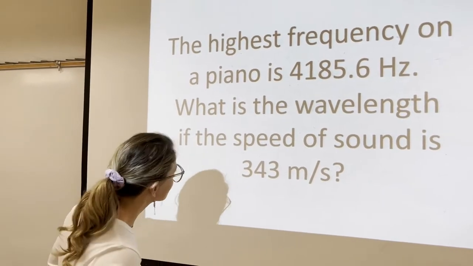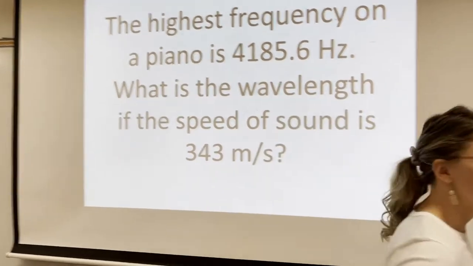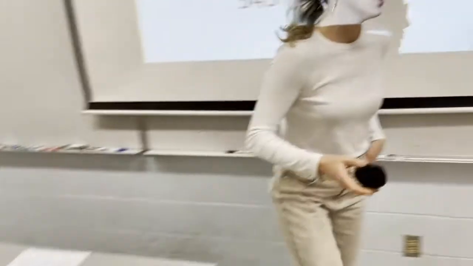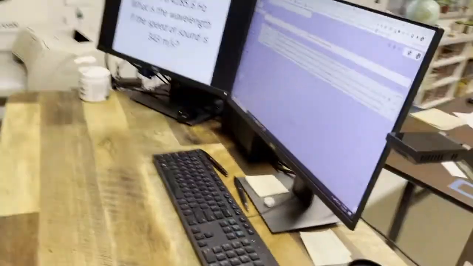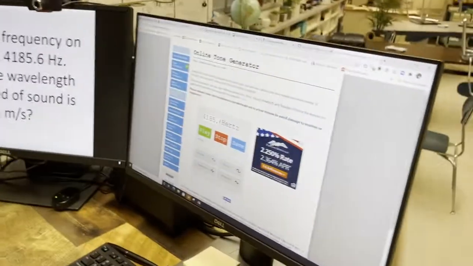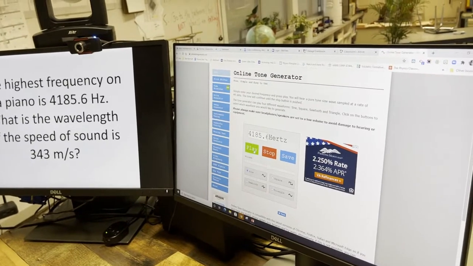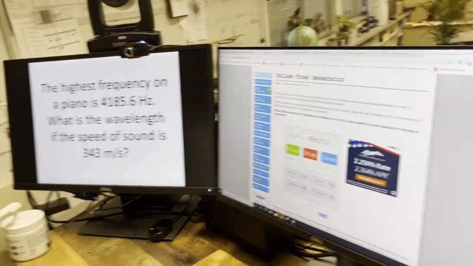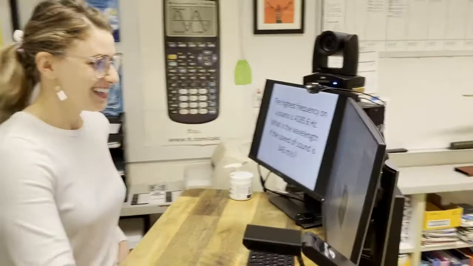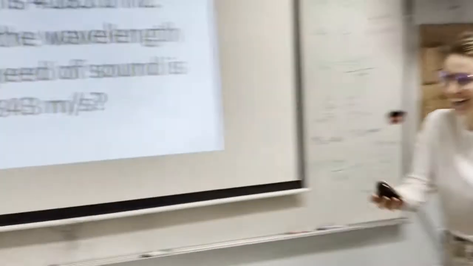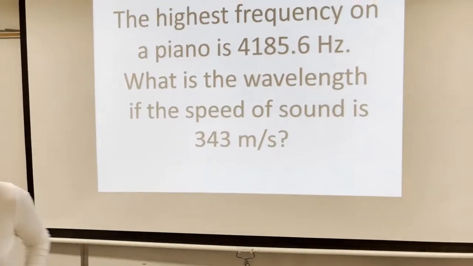The highest frequency on a piano is 4,185.6 hertz. What does that sound like? Okay, we've got this online tone generator, and I already put that in there. Ready, set. That's a high and annoying sound. That's the top note on a piano.